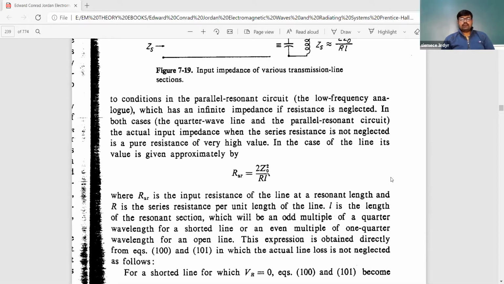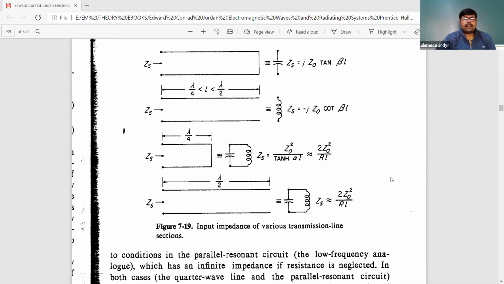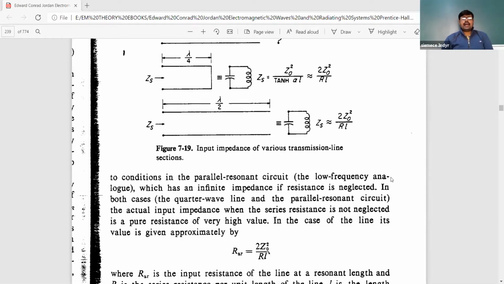So that will ultimately lead to what is called the parallel resonance circuit, and that is called the low frequency analog. Analog means we are establishing the relationship between the parallel resonance circuit and the series resonance circuit; we are basically finding the low frequency analogy between them. Consider the parallel resonance circuit condition, which has an infinite impedance if resistance is negligible. So that will obviously give infinite impedance if we neglect the resistance value.